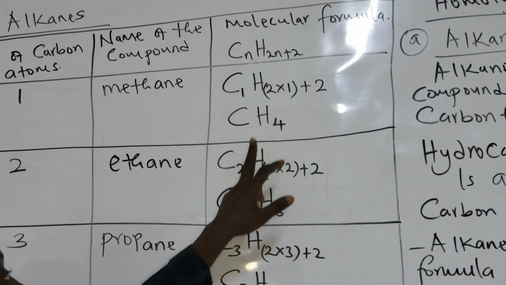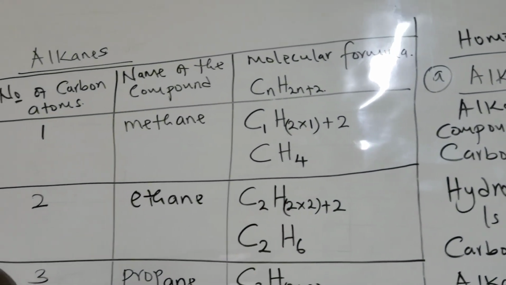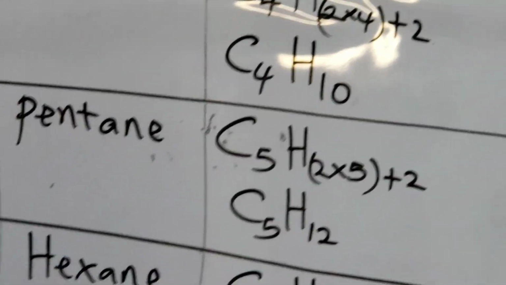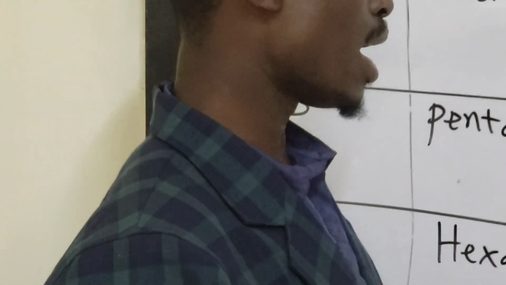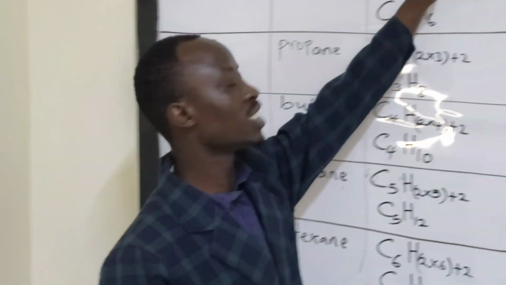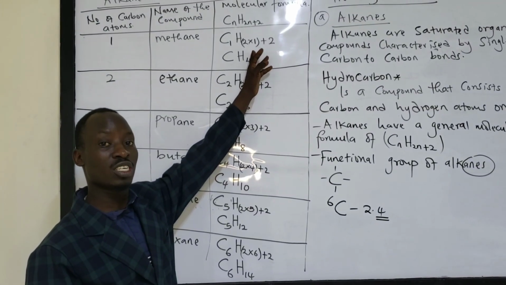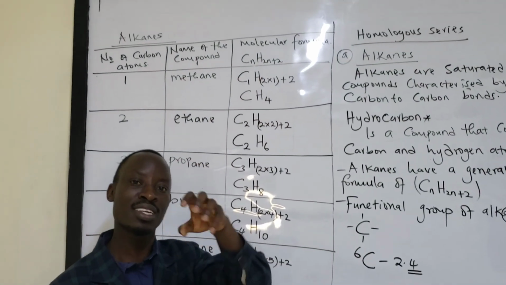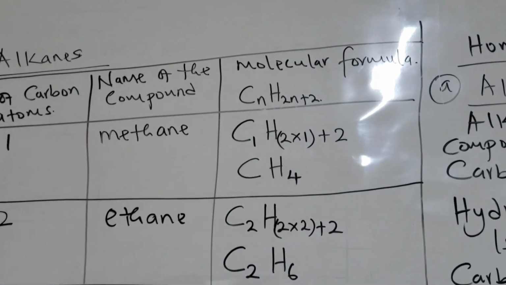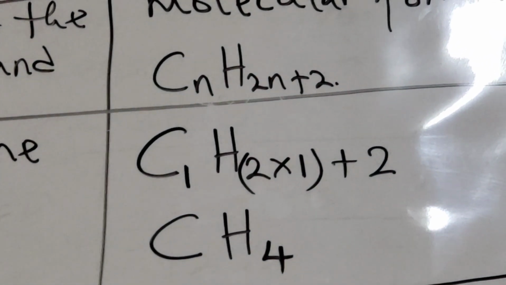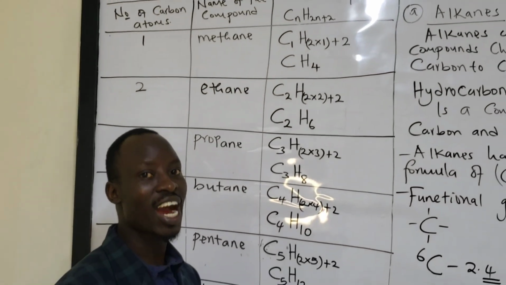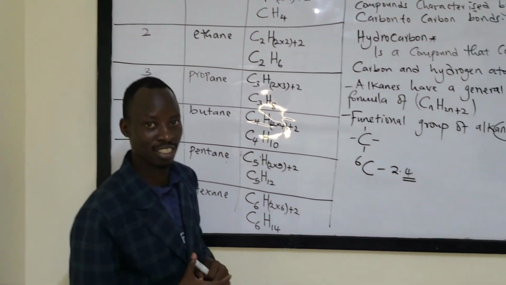1, the number of carbon atoms. 2, number of carbon atoms. 3 carbon atoms. 4, until we reach the 10th one. So it's up to you. If you come to the hydrogen part, you just multiply, because it's 2n, so it's 2 times the number of carbon atoms, then plus 2 as per the molecular formula. Then you have your compound. So easy, right?